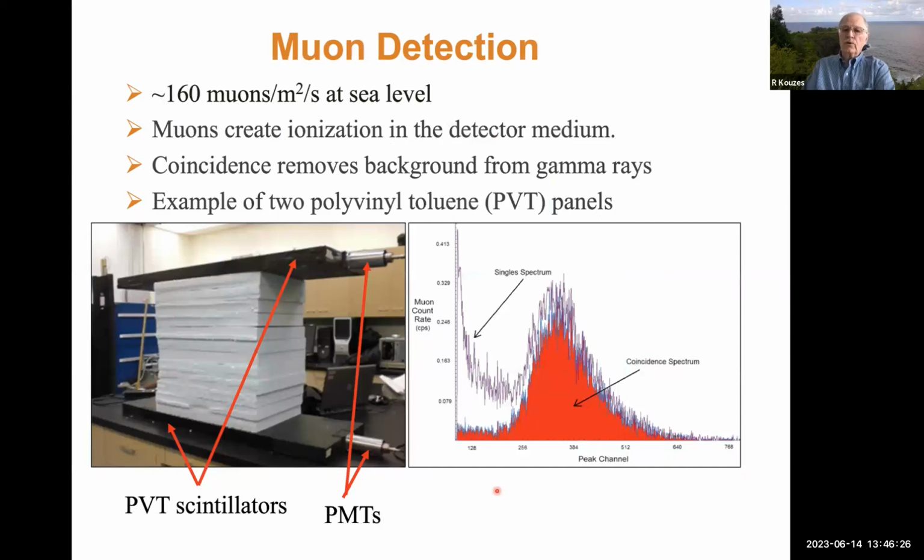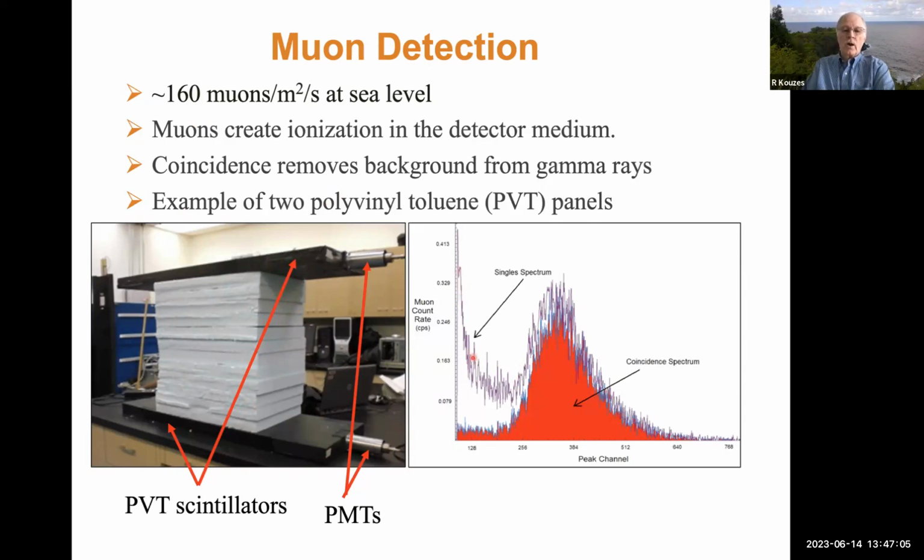So just to show you how you detect muons, it's very easy. Shown here on the top, the black object is a large polyvinyl toluene gamma ray detector. And the bottom, same thing. And they're simply spaced apart by some distance. And so I measured the muons coming through both of these panels. At sea level, there are about 160 muons per square meter per second coming in. So each of these panels got roughly 200 muons per second hitting them. On the right here is shown the spectrum measured from these panels.